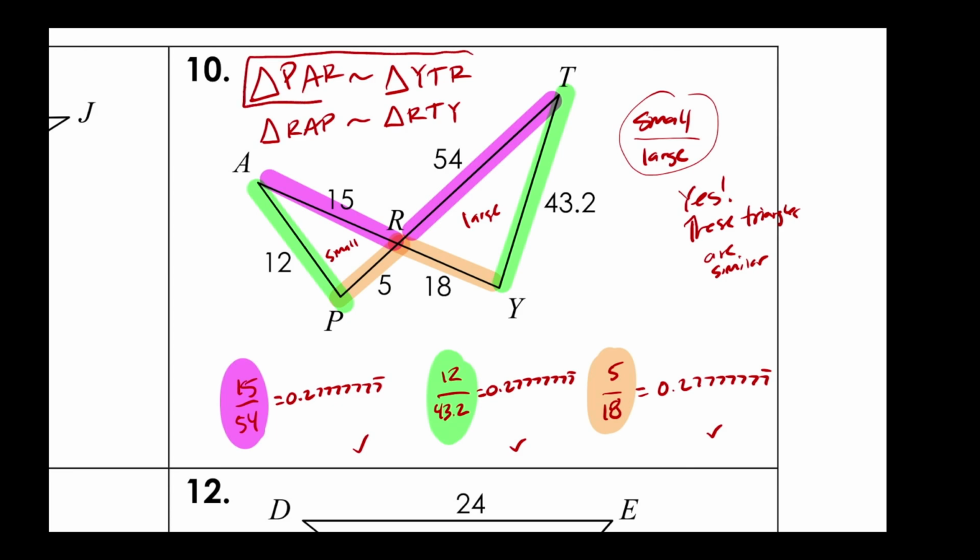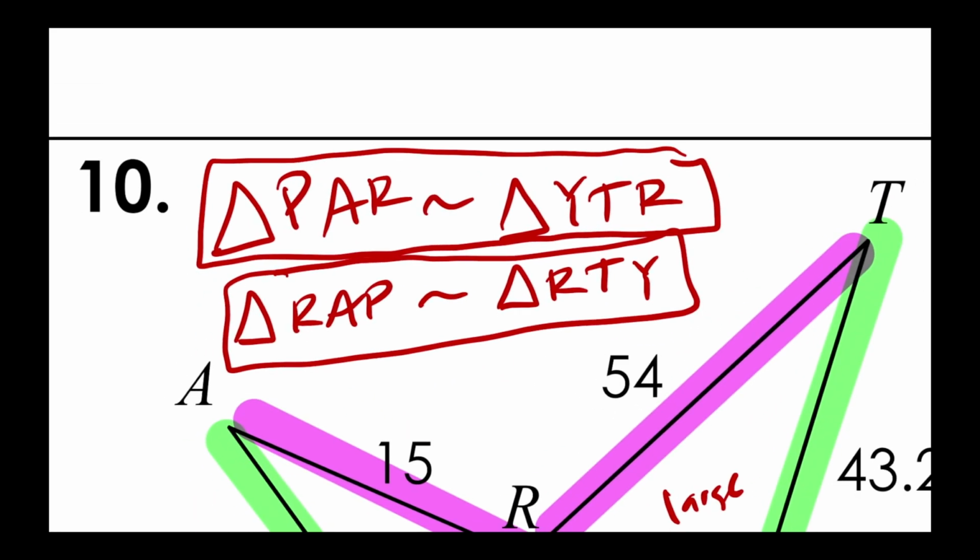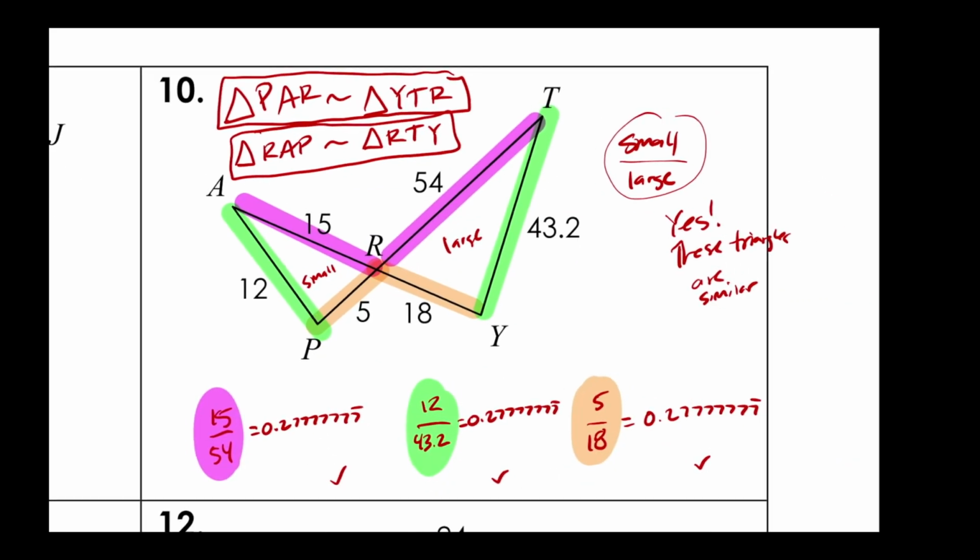Okay? So it doesn't matter what order you put them in as long as they match with the other triangle. Right? As long as P and Y are in the same spot, A and T are in the same spot, and R are in the same spot, because those are the matching pieces. Right? R, A and T, P and Y. Okay. Oh, and you say, yes, they are because of the SSS similarity theorem. Right? That's why they are similar. All right. Any questions? This is SSS is what we talked about yesterday.